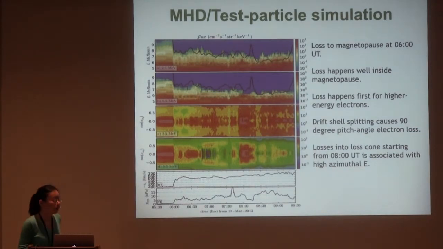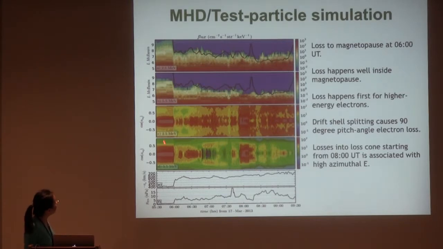And this shows the MHD test particle simulation for the study of the dropout on March the 17th. With the CME shock happened at 6 UT, the magnetopause moves inward from 11 RE to about 8 RE, and you can see dropout happened first on high energy particles and later on low energy particles. This is 2.5 MeV, and this is 5.5 MeV.